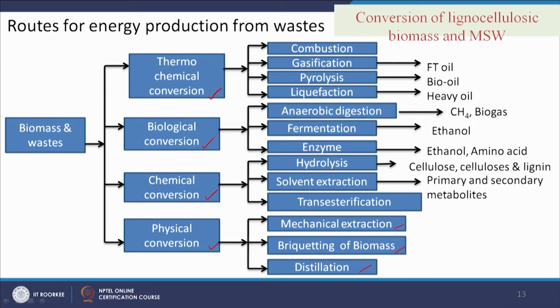Here, through this we can get lignocellulosic materials to cellulose, hemicellulose and lignin, and then solvent extraction gives us primary and secondary metabolites. So, these are the different methods which are used for the transformation of solid waste for energy production. Now, we will see what landfill is and we will discuss it.